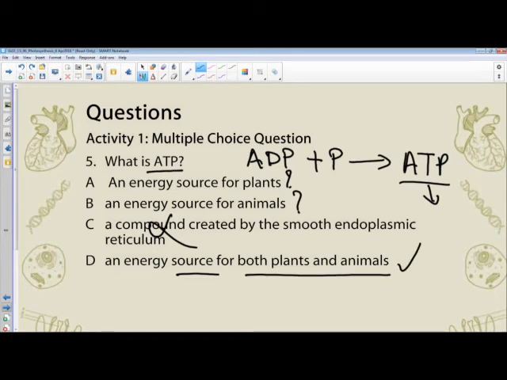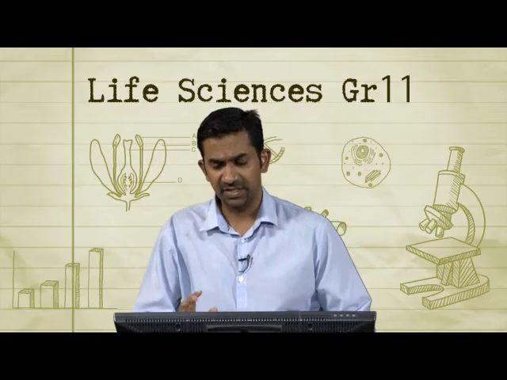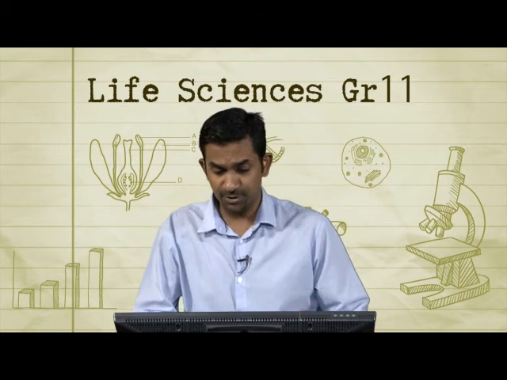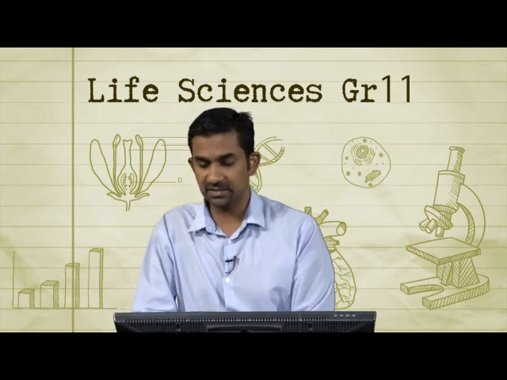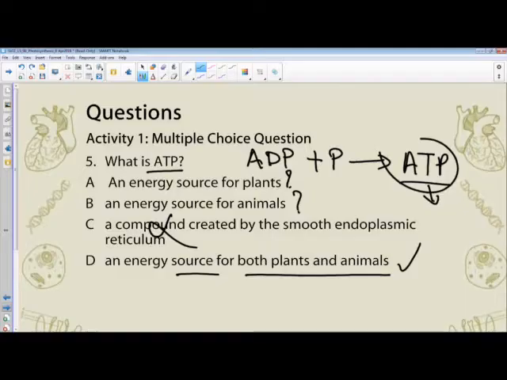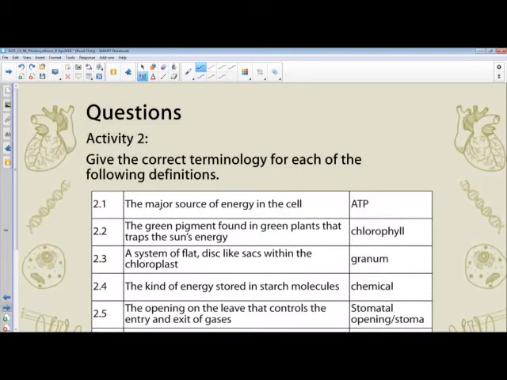Guys, even in the mitochondria, we have energy that is required in the cells, and that is stored in the form of ATP. It's an energy-rich carrier molecule that is required by both plants and animals for the process of respiration, which again is an essential part that photosynthesis leads to. So well done to you if you've got these correct.